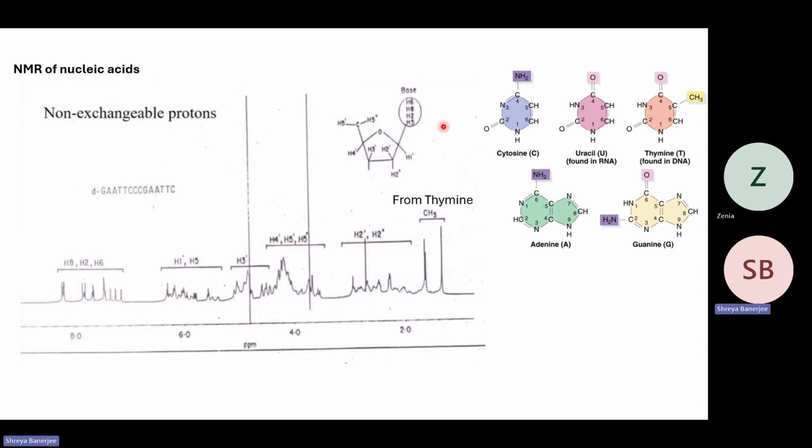Here is an example, and thymine has a CH3 group. So this is a very unique group because it does not occur in any of the other nitrogenous bases, and it occurs very much upfield, so less than 2 ppm. So if there is a peak less than 2 ppm, it is very characteristic of the thymine.